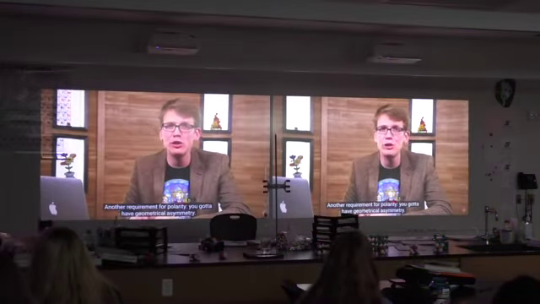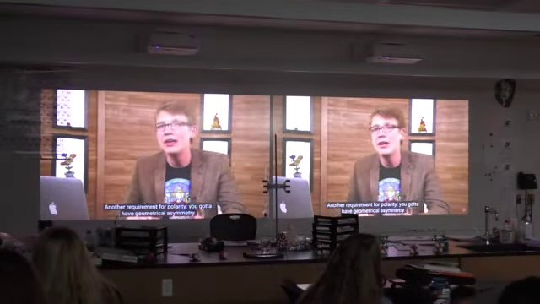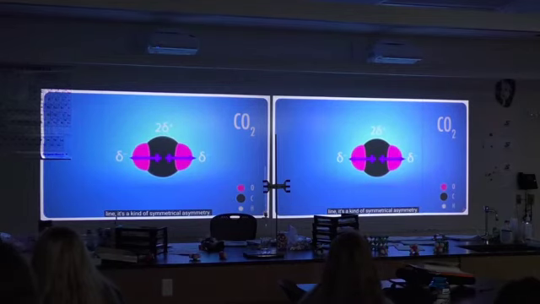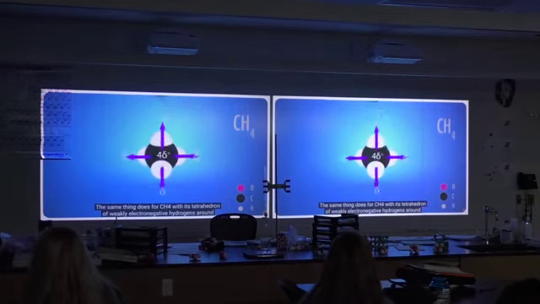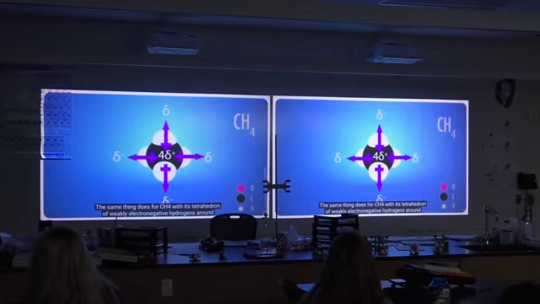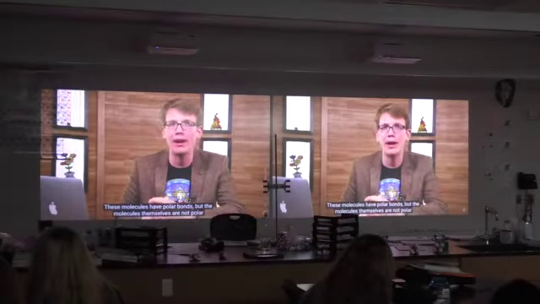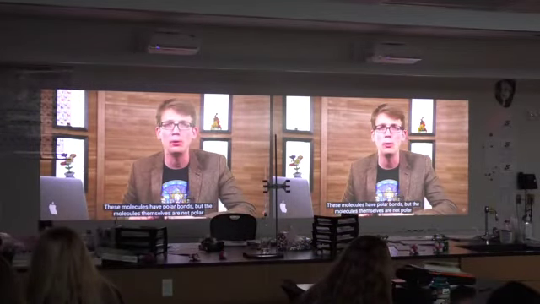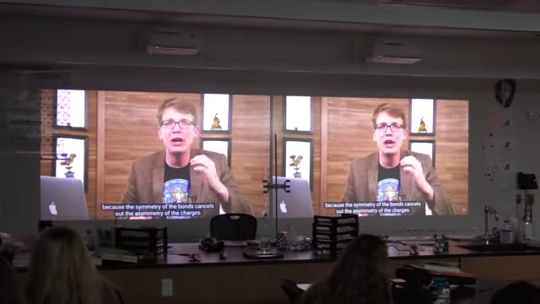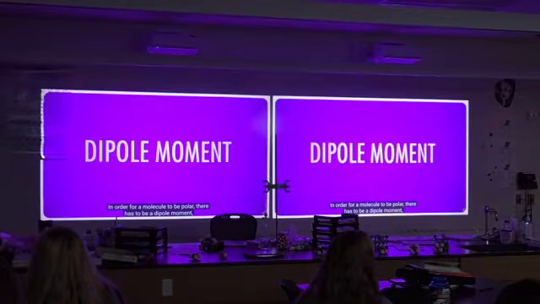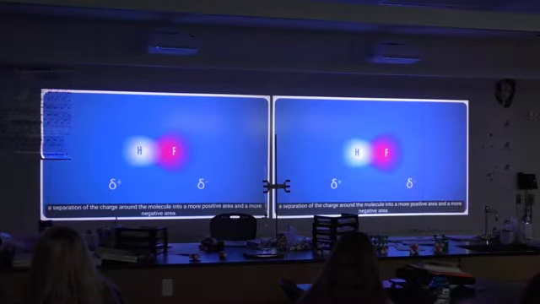Another requirement for polarity, you've got to have geometrical asymmetry. CO2 here has the charge asymmetry locked up, but because the molecule is linear, in a straight line, it's a kind of symmetrical asymmetry. The same thing goes for CH4 with its tetrahedron of weakly electronegative hydrogens around a more strongly electronegative carbon. These molecules have polar bonds, but the molecules themselves are not polar because the symmetry of the bonds cancels out the asymmetry of the charges. In order for a molecule to be polar, there has to be a dipole moment, a separation of the charge around the molecule into a more positive area and a more negative area.